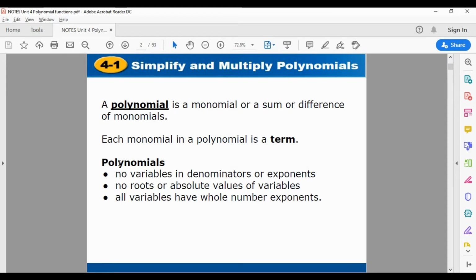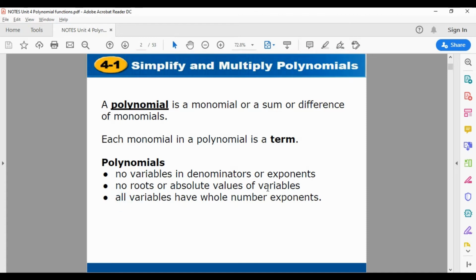What makes a polynomial? No variables in the denominators or in the exponents. If they're in the denominator, then that's a rational function, which we will get into later. If they are in the exponent, that is an exponential function. No roots, no absolute value of variables. If we have a root or absolute value, then we don't have a pure polynomial. Instead, we would have a composition of functions that we would have to deal with, which have an entirely different set of rules.